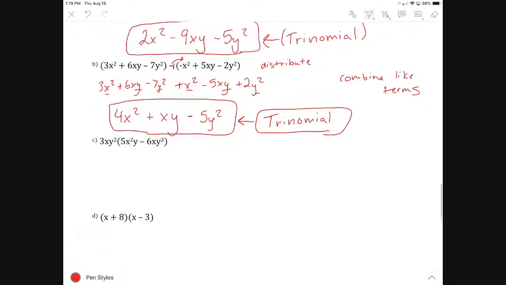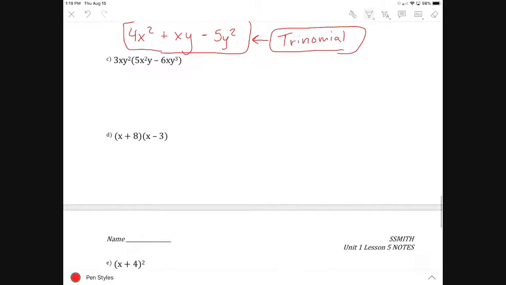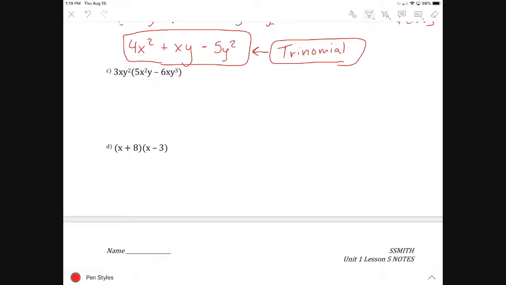So let's go on to example C. We're going to distribute once again. We're actually going to distribute the entire thing into it. So that means we're going to have 3xy squared times 5, so then we're going to multiply big numbers, 15, then you're going to add the exponents, so we're going to have x to the third, y to the third, minus 18, multiply those together, then you've got x squared and y to the fifth.